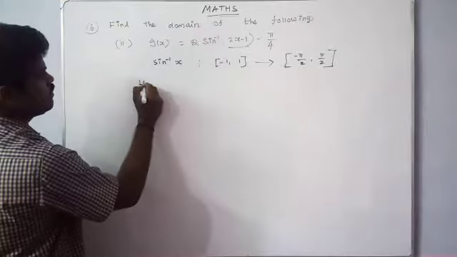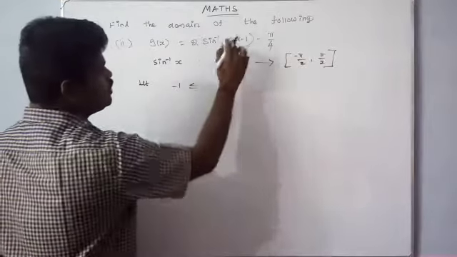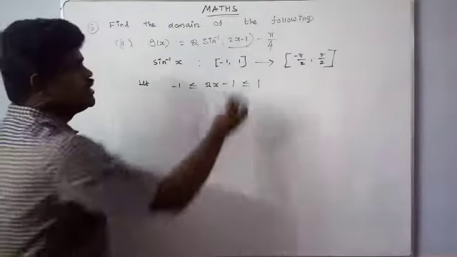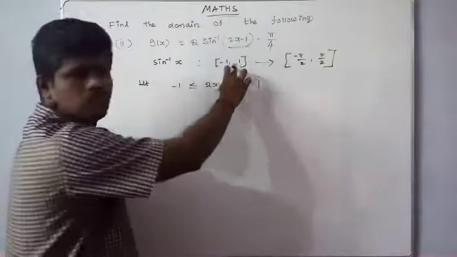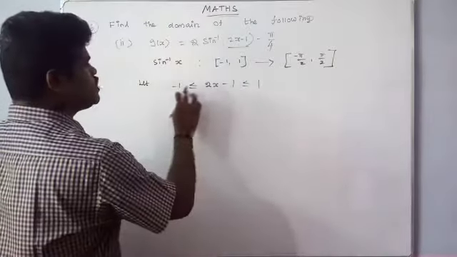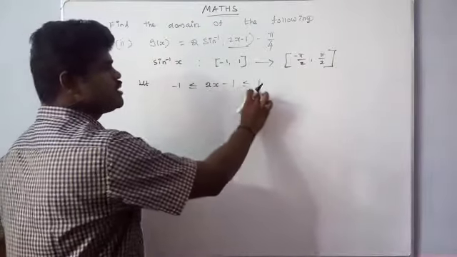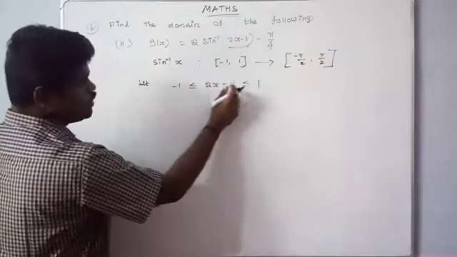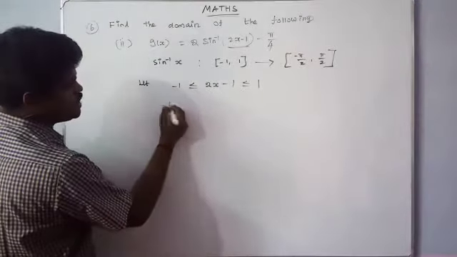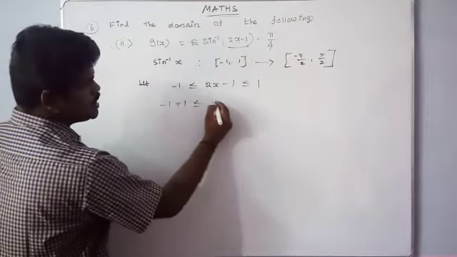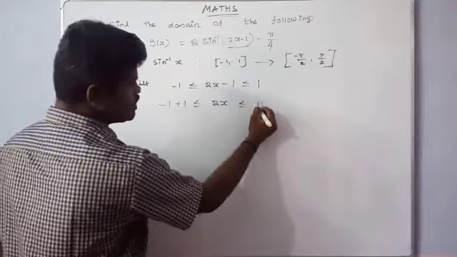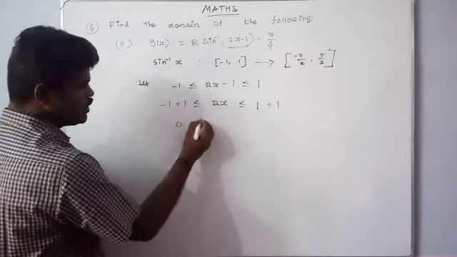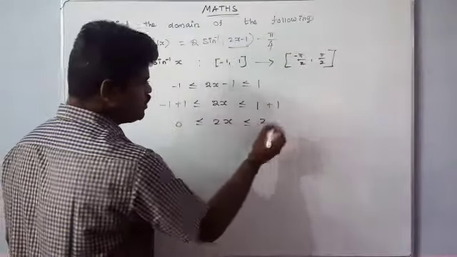So let us take minus 1 less than or equal to 2x minus 1 less than or equal to plus 1. This value must lie between minus 1 to plus 1. This is the domain of sin x. Now we want to take minus 1 this side, plus 1, so 0 less than or equal to 2x less than or equal to 2.